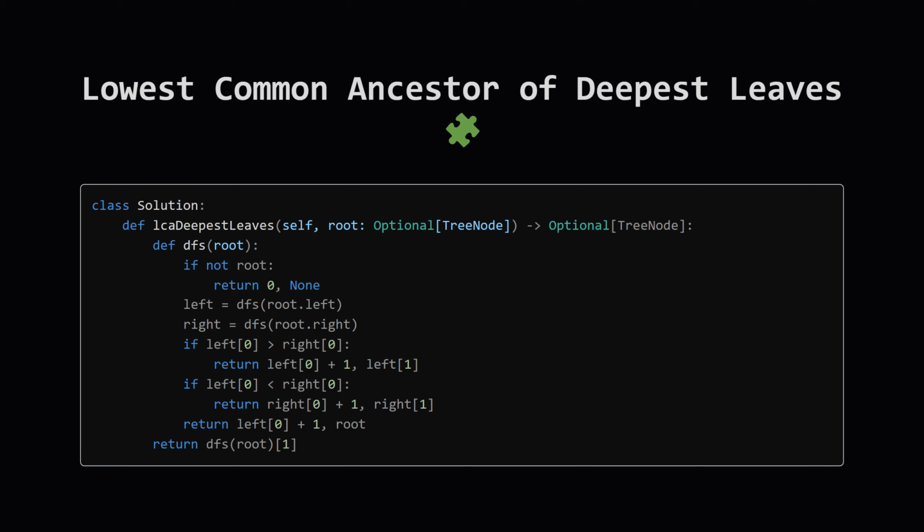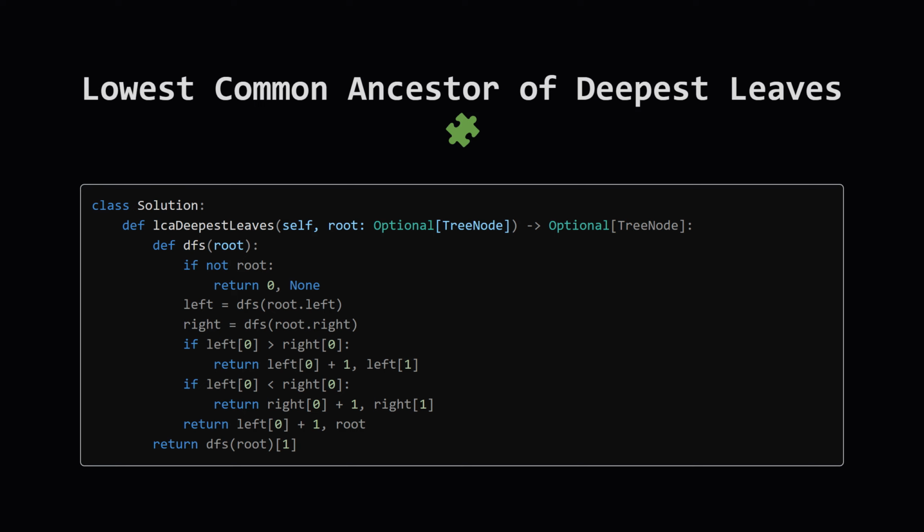First, the depth of the deepest leaf found in the subtree starting at that node. And second, the actual lowest common ancestor node for those deepest leaves within that subtree. When we call this function on a node, it recursively calls itself on the left and right children. If the left child's subtree contains deeper leaves than the right's, then the deepest leaves overall for the current node are the ones in the left subtree, so we return the left's depth, plus 1 for the current level, and the LCA we got from the left side. Symmetrically, if the right is deeper, we use the right's results.